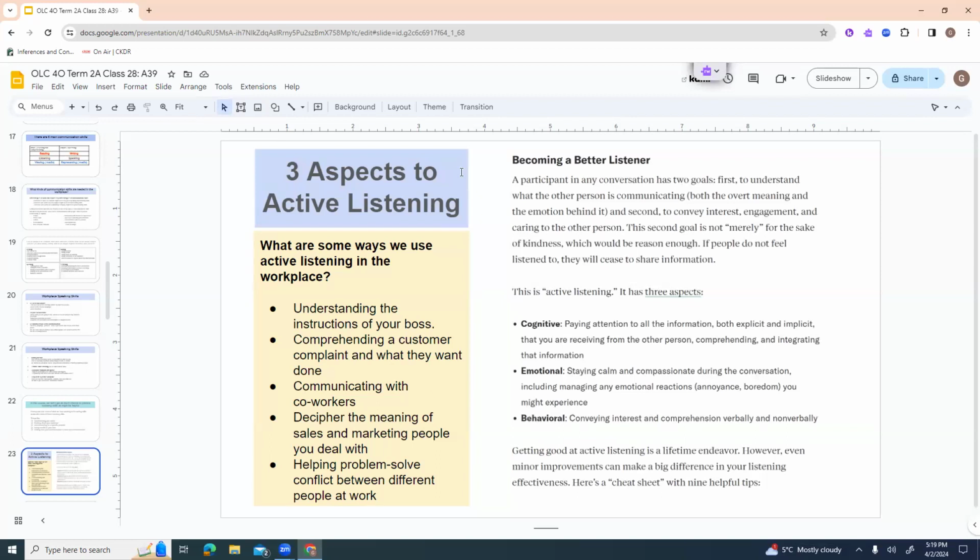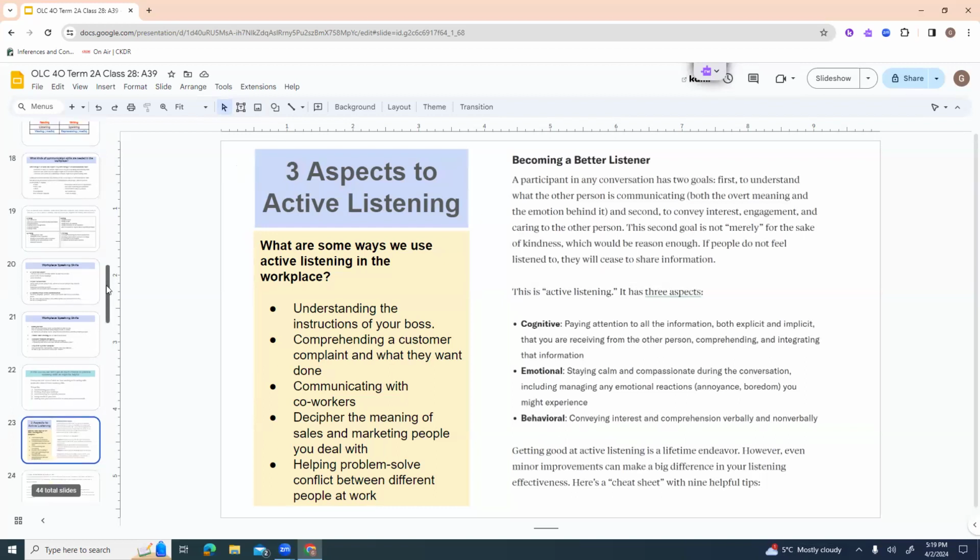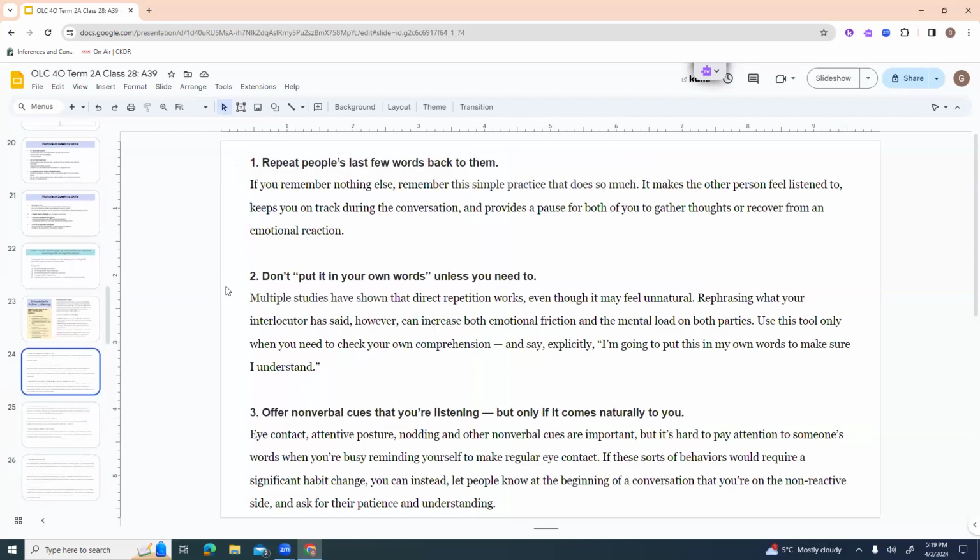Getting good at active listening is a lifetime endeavor. However, even minor improvements can make a big difference in your listening effectiveness and make others feel like you are listening more to them. So here is a cheat sheet with nine helpful tips. These are not my tips. These are taken from a workplace site.